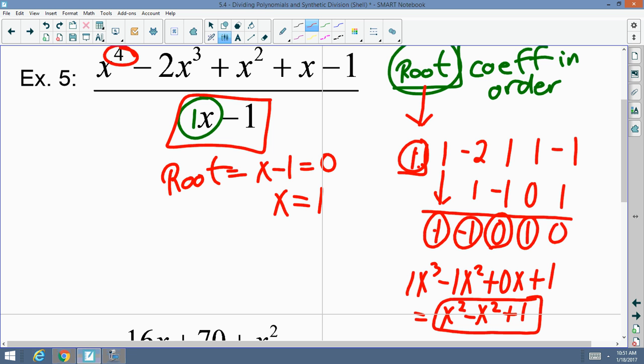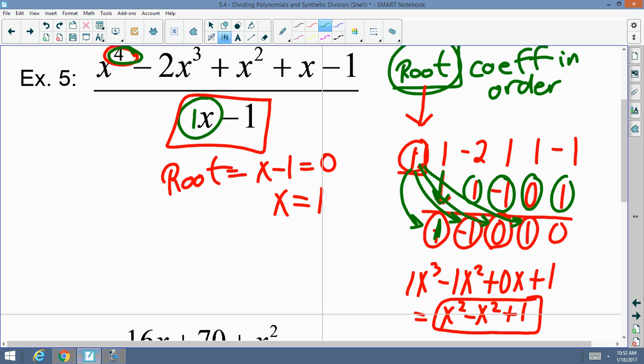So for synthetic division, what's really important is getting the root, making sure you write all the coefficients in order, and then remember, the first number you drop down. Then multiply 1 times 1, it gives you a 1, add. 1 times negative 1, add. 1 times 0, add. 1 times 1, add. And then when you rewrite your answer, you start with 1 less degree than the original degree of the problem.